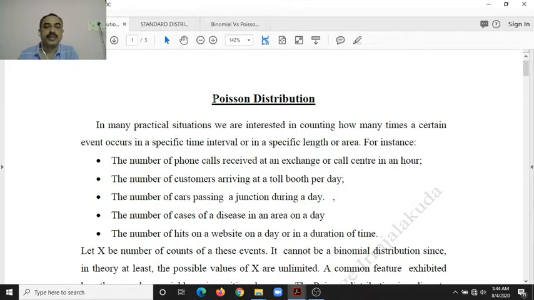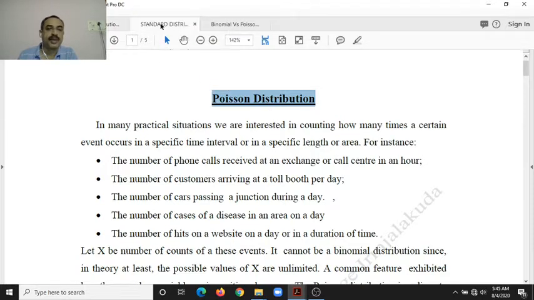Next, we discuss the Poisson distribution. In this video, we have a short introduction about Poisson distribution, examples, probability mass function of Poisson distribution, and also the approximation of binomial distribution using Poisson distribution.